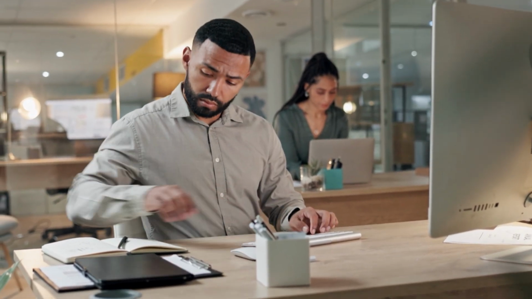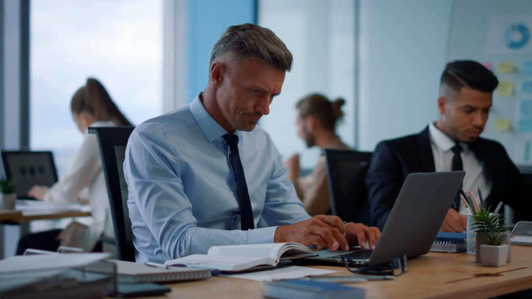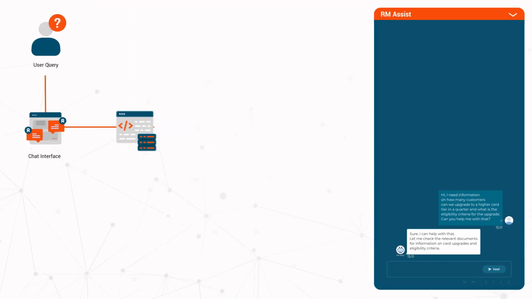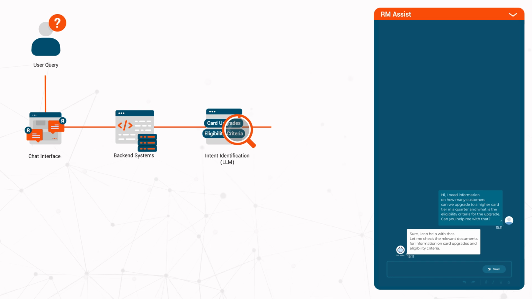As the last month of the quarter begins, a relationship manager is under pressure to meet his target for upgrading credit cards. He is looking for quick information on the company's criteria to identify eligible customers and understand the current number of upgrades achieved overall. This is RM Assist chat interface. The query is transmitted to the back-end systems, where advanced language models identify the intent behind the request. Based on the identified intent, the system determines the relevant data sources needed to address the query.